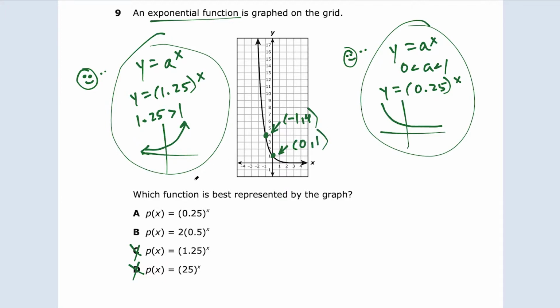So if I want to do this without a calculator, I could see right now that choice B is wrong, because if I plugged in 0, p of 0 would be 2 times 0.5 to the 0 power. And if I raise 0.5 to the 0 power, that's equal to 1. So I'd have 2 times 1, which is equal to 2, which would tell me that my y-intercept should be 2, not 1. So that's how I know B is eliminated, and A would definitely be correct.